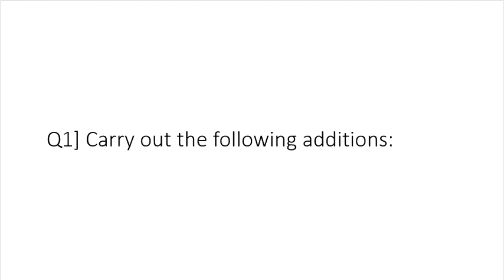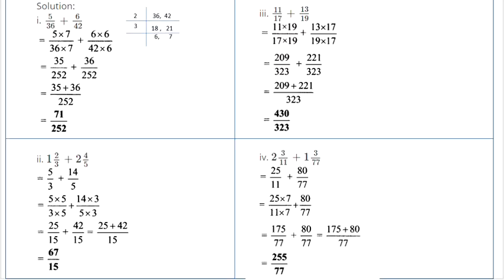Let us now begin with practice set 22, the first practice set of this chapter. Question 1. Carry out the following addition of rational numbers. In the first place, whenever you add rational numbers, you should have equal denominators. So our first step is going to be equalizing the denominators.